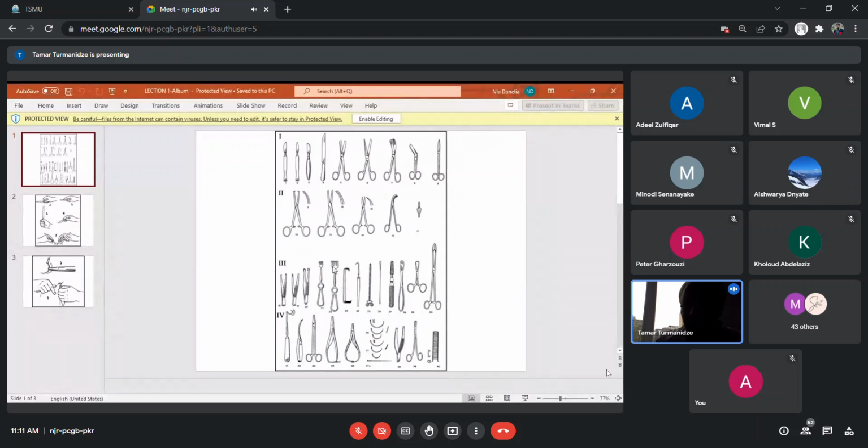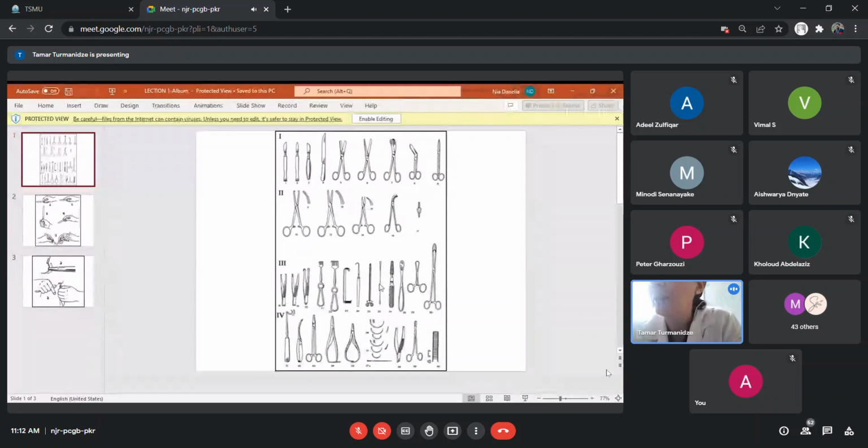Hooks have tips, as you see; they may have from one tip up to fourteen. So their function is retraction, for widening the wound. Probes: we have the patent probe and we have the grooved probe. The grooved probe is this instrument we see.